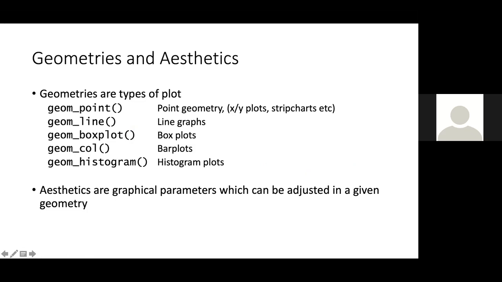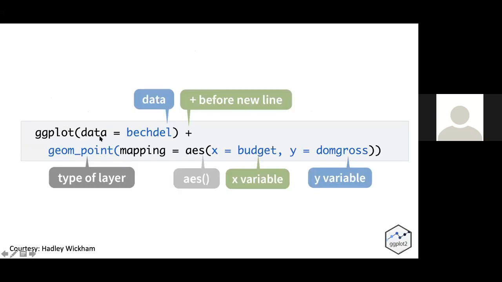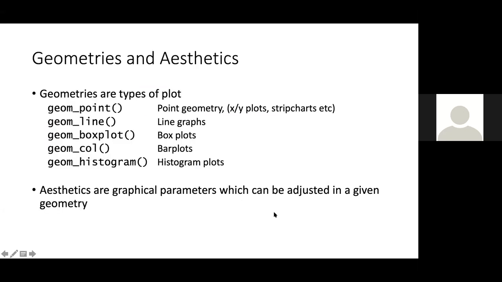So we have geometries and aesthetics. If you go back to the previous slides, we have geo and aesthetics. These two points are what I will elaborate on here. Geometries are types of plots generally that we have. As I mentioned before, we have geo point, geo line, and geo box plot, that you can use to plot box plots, bar plots with columns if you want, and then histograms if you want to plot histograms. While aesthetics are graphical parameters which can be adjusted in a given geometry. So the parameters could be X and Y.